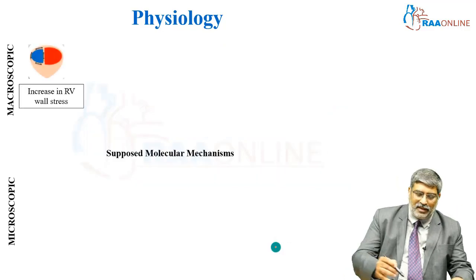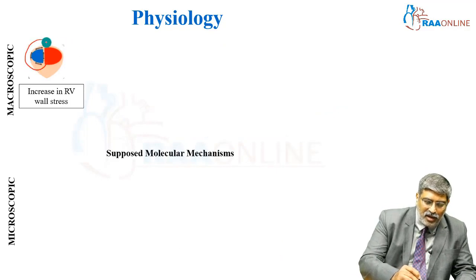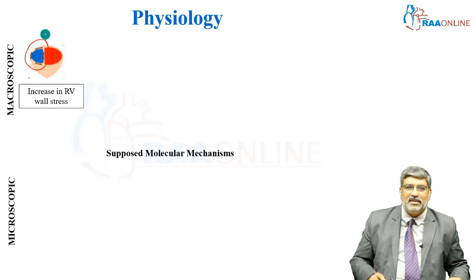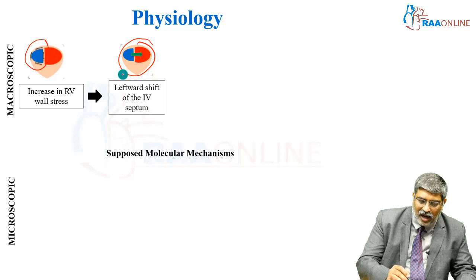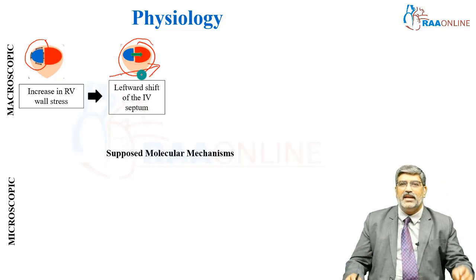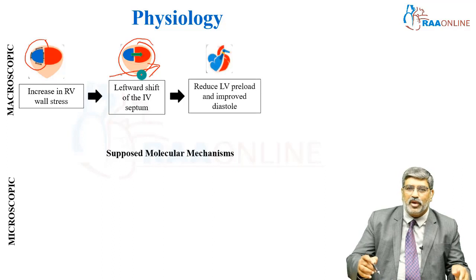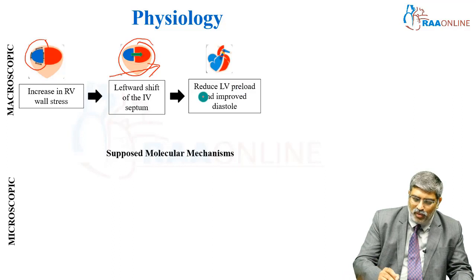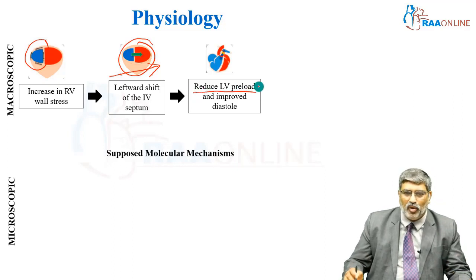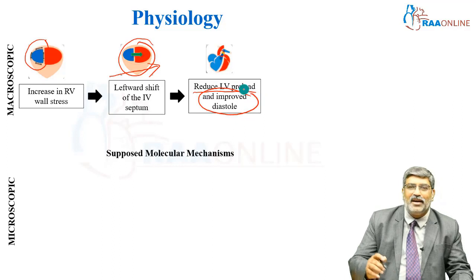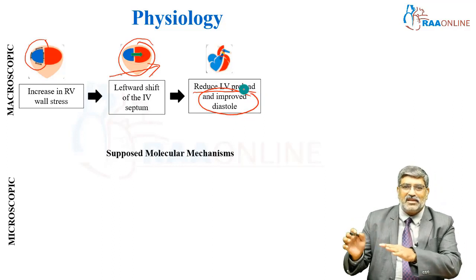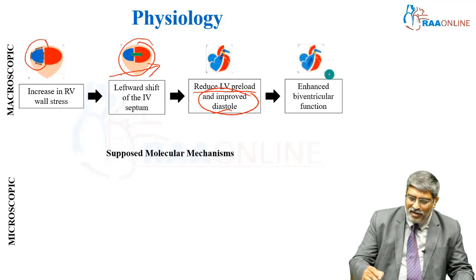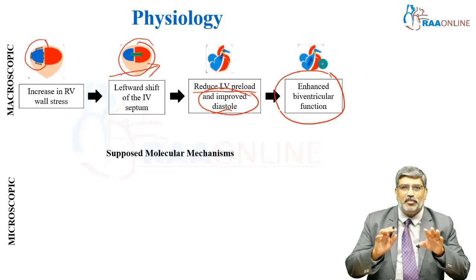So, what happens? There is increased pulmonary artery blood flow which increases the right ventricular wall stress. The right ventricle is enlarged and pushes the septum towards the left. This is what is happening. Then you create a PA band. Here by creating a PA band, you reduce your LV preload and improve your diastole. I will explain in the Windkessel effect how it improves the diastolic blood flow. And later you have enhanced biventricular function.